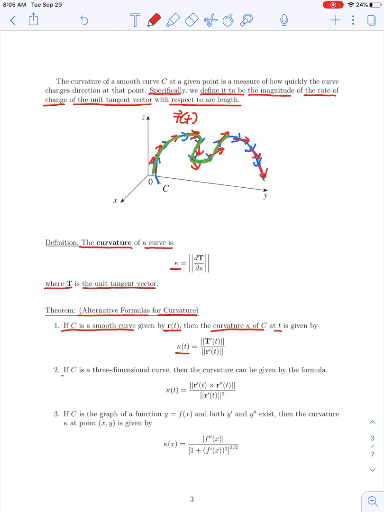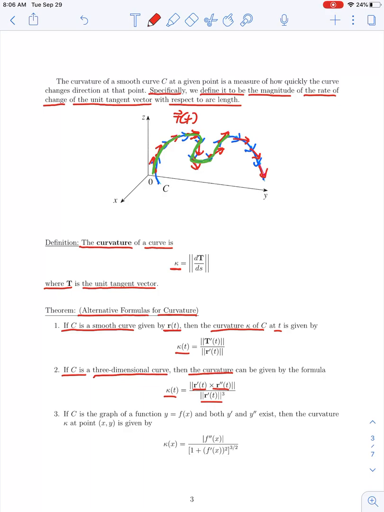Now our second formula is the following. If C is a three-dimensional curve, so that is a space curve, then we can define the curvature as follows. Kappa of t would be given by the ratio of the magnitude of the cross product of the first and second derivatives of r of t, divided by the magnitude of the tangent vector r prime of t cubed. So this formula number 2 will be the formula that we use most frequently to calculate curvature of a space curve.